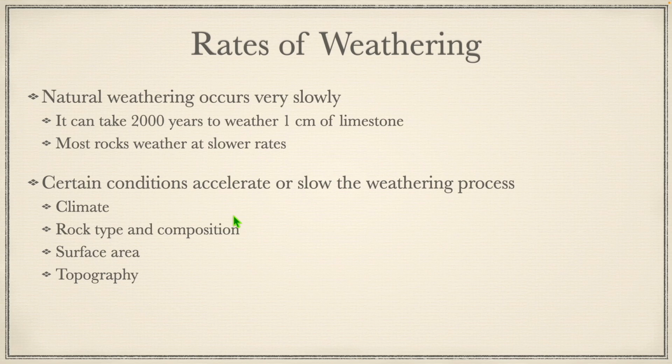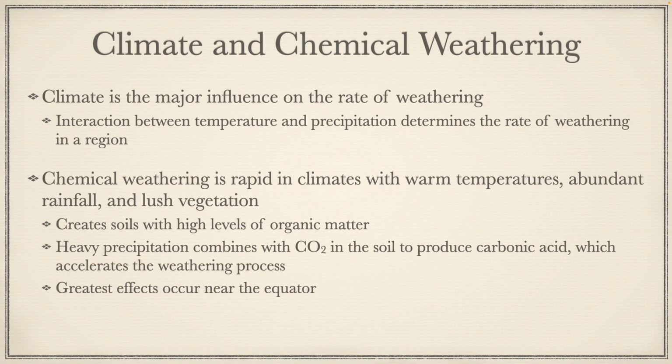Things like climate, the rock type and composition, the surface area of the rock, and the topography, or the shape of the land, can all change our rate of weathering. Climate and chemical weathering: climate is the major influence on the rate of weathering. The interaction between temperature and precipitation determines the rate of weathering in a region.